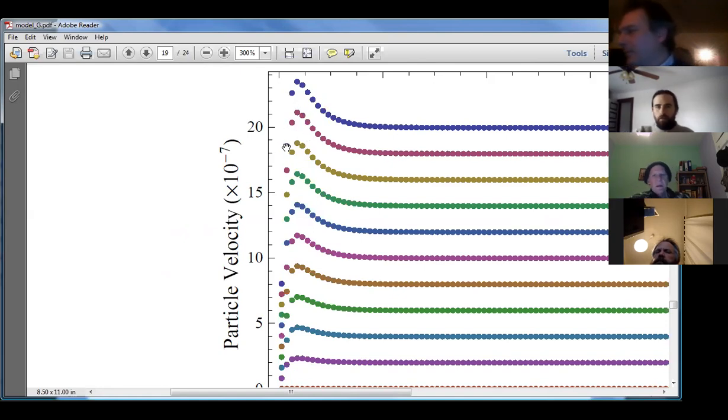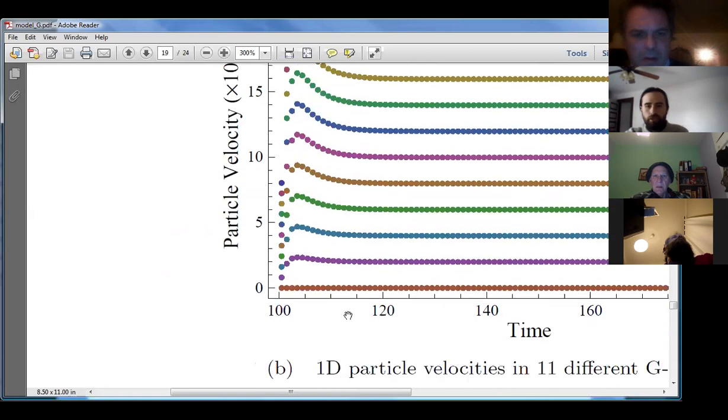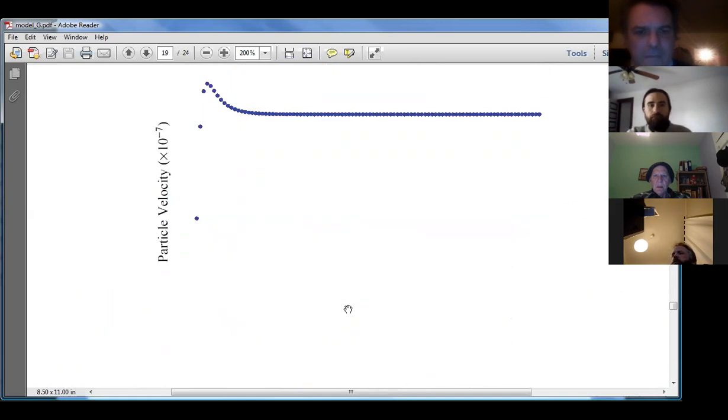Yeah, because they look like they all start out from 0. There's a green dot, purple dot, purple dot, purple dot. And then there's one that just has a constant velocity of 0 here. So that was the one with no G gradient at all.